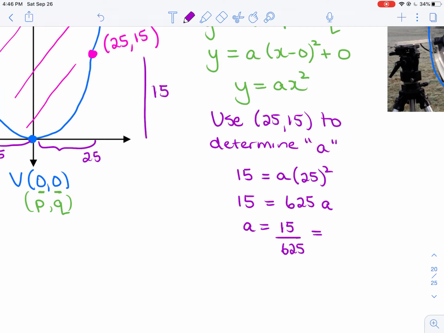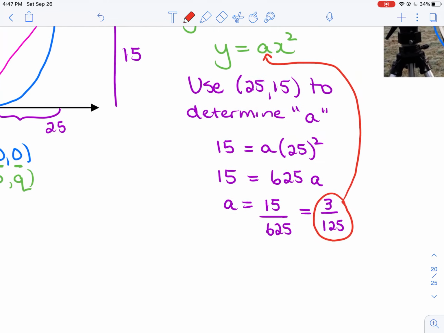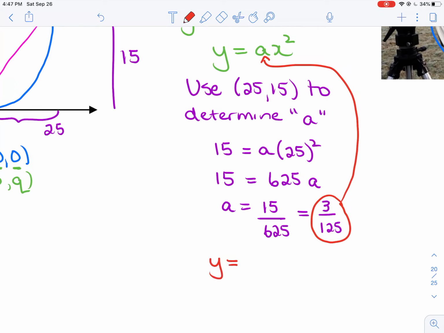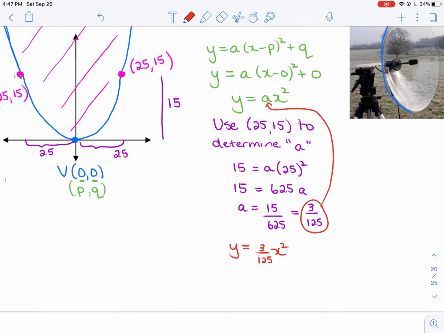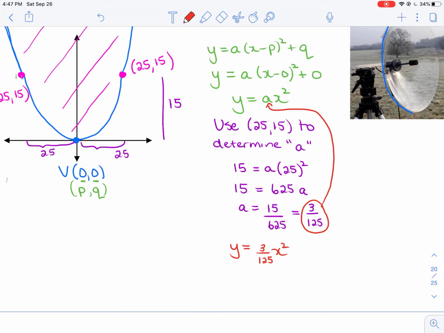That will reduce. I can divide top and bottom by 5. 5 goes into 15 three times, and 625 divided by 5 comes out to be 125. So I can now take that a value of 3 over 125 and substitute it in place of a. So the equation is y equals 3 over 125 x squared. However, because I've got a shaded region, this is really going to be an inequality.